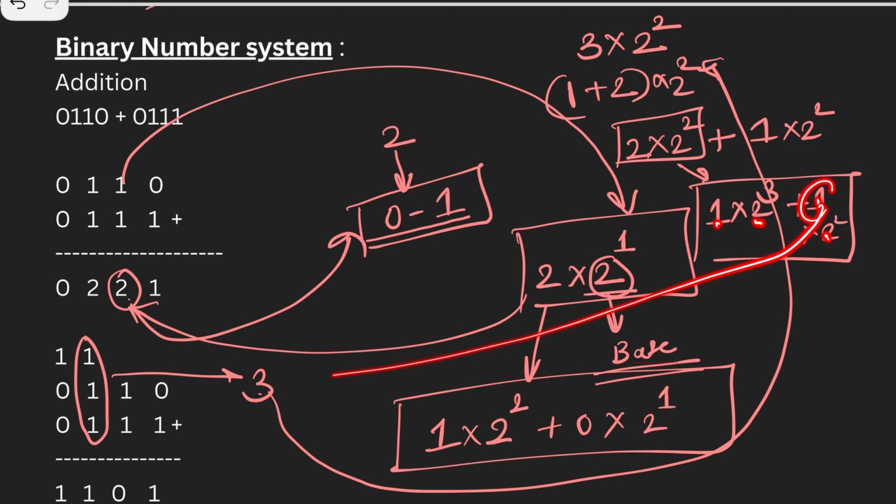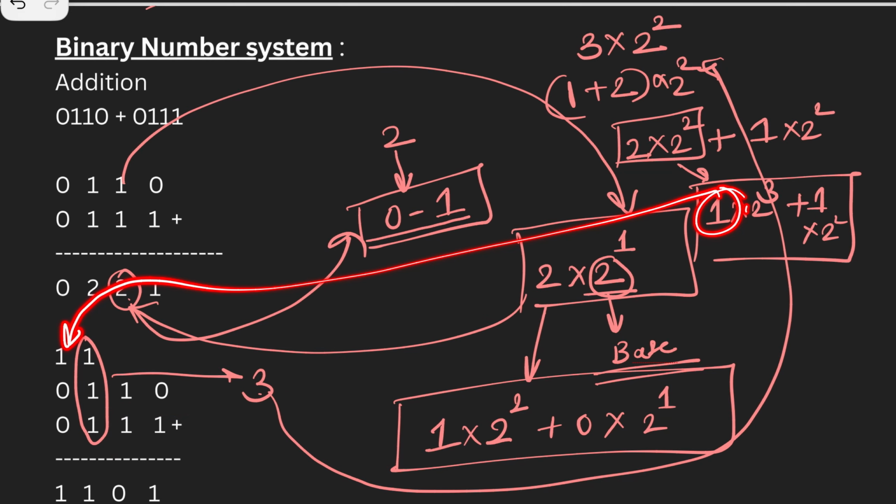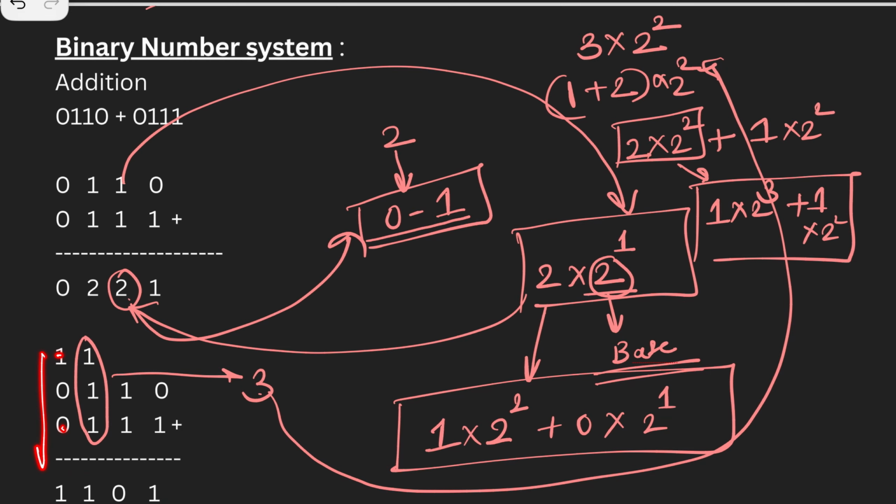This 1 will go here, second position. This is 0th position, this is first position, this is second position. That's why you have 2 to the power 2. So this 1 will go here, and this one will go to the very next position as a carry. Makes sense, right? So now you have 1 0 0, you add it and you get 1. So the final answer is going to be 1 1 0 1.